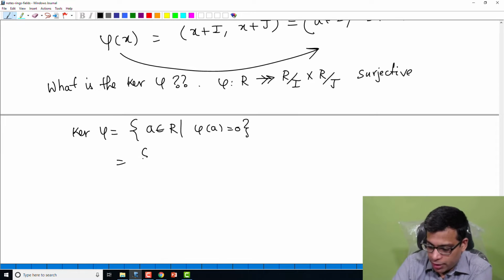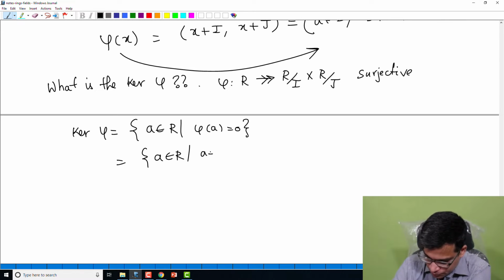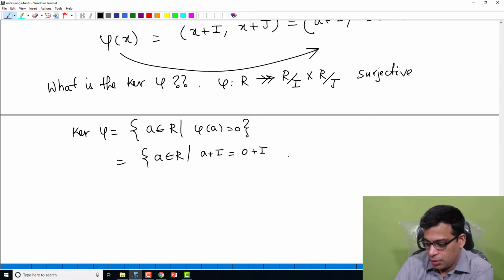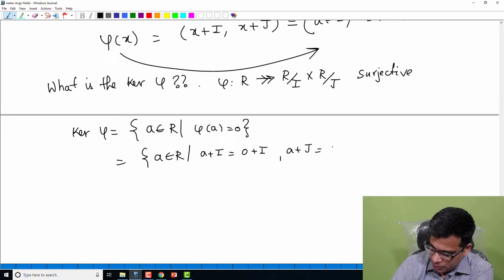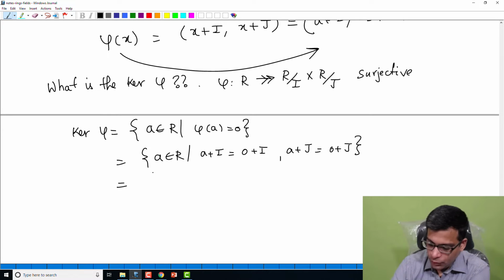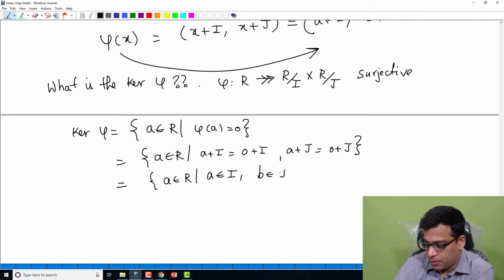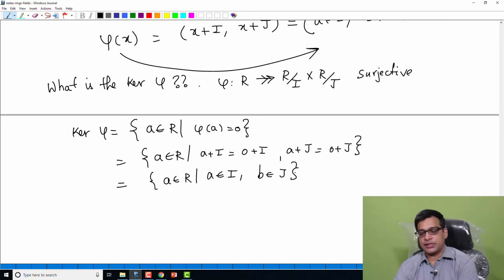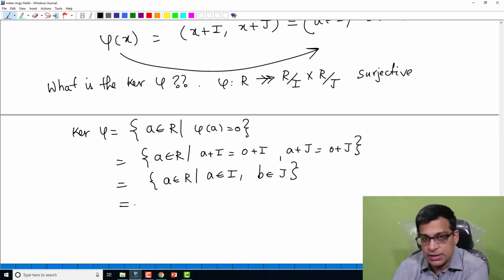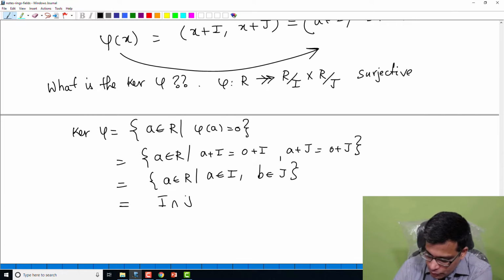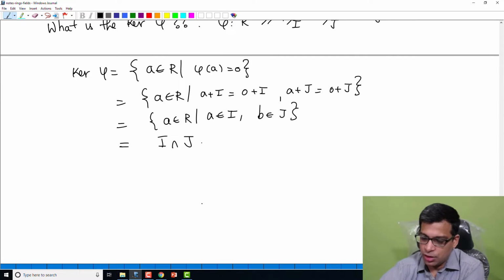But in our context, that means it is all elements a such that a plus I is 0 plus I and a plus J is 0 plus J. But that means all elements a in R such that a is in I and a is in J. Because a plus I equal to 0 plus I means a is in I, and a plus J equal to 0 plus J means a is in J. But there is another name for the set of elements a such that a is in I and a is in J. And what is that? That is simply the intersection. So, the kernel is the intersection.